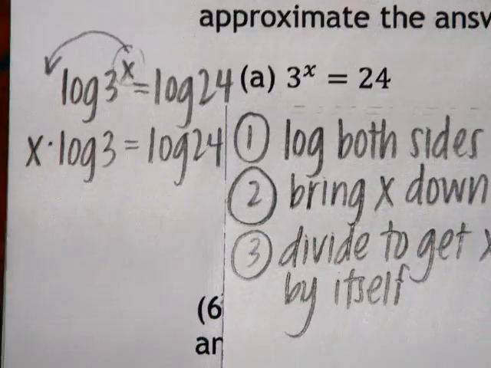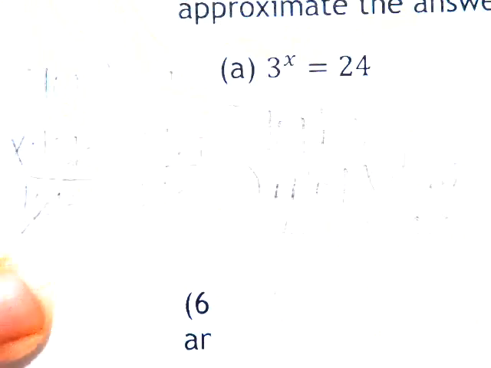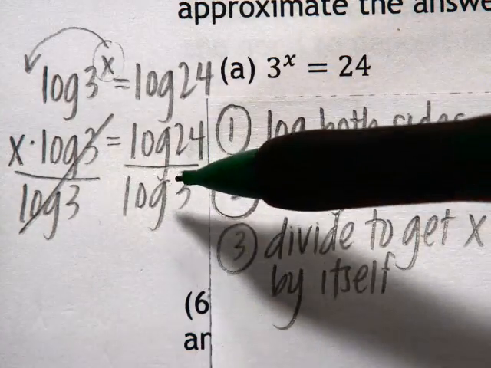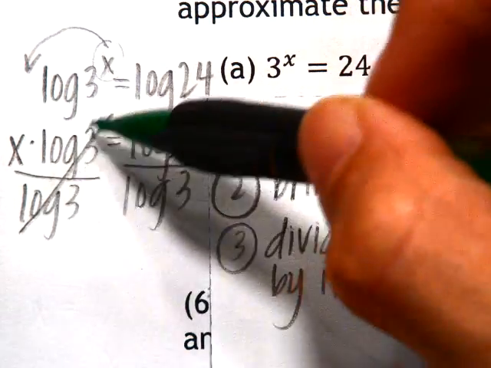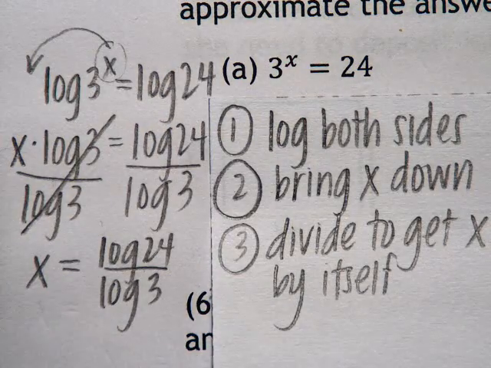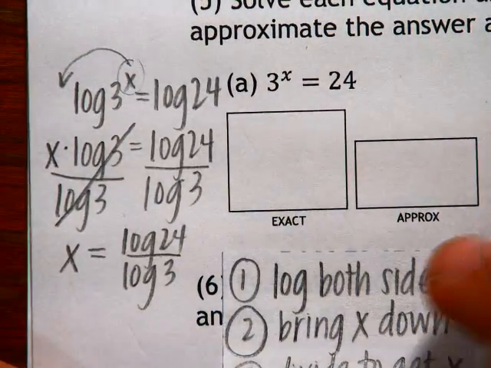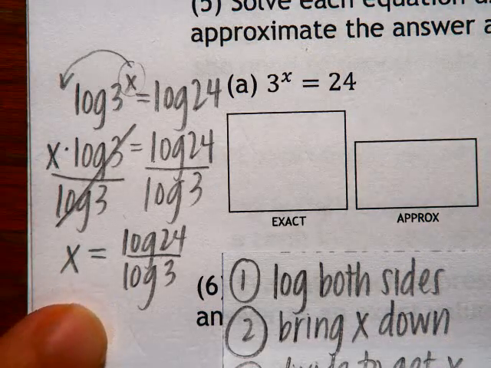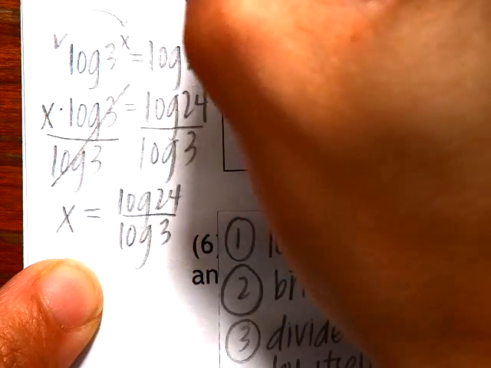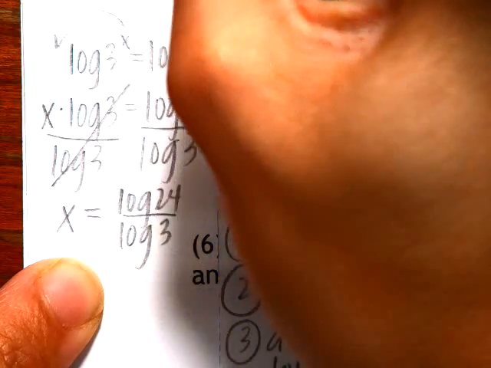Now this is where a calculator can really come in handy, because when I divide by log 3, divide by log 3, I'm going to get something that intuitively just doesn't make sense. I mean, the log 3 is canceling out, that makes sense, x is now by itself, but now I've got this weird fraction thing, log 24 divided by log 3, that really isn't meant to be solved in your head or anything like that. It's worth noting that in the answer space, where it says exact answer, that's actually that fraction. Log 24 over log 3 is the exact answer.